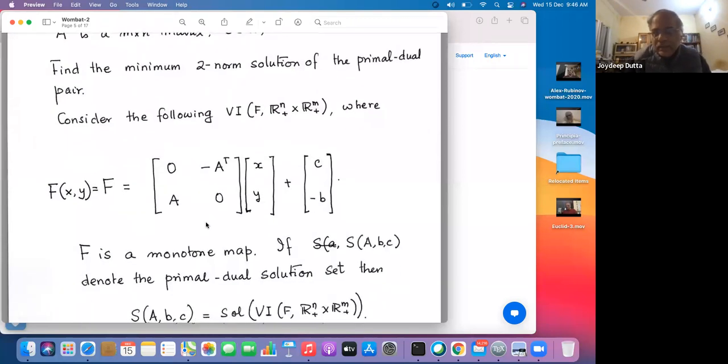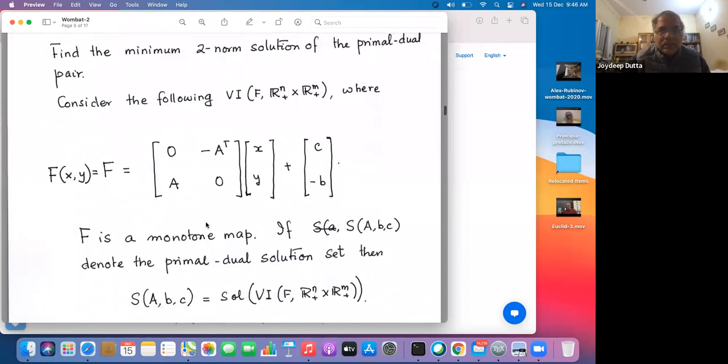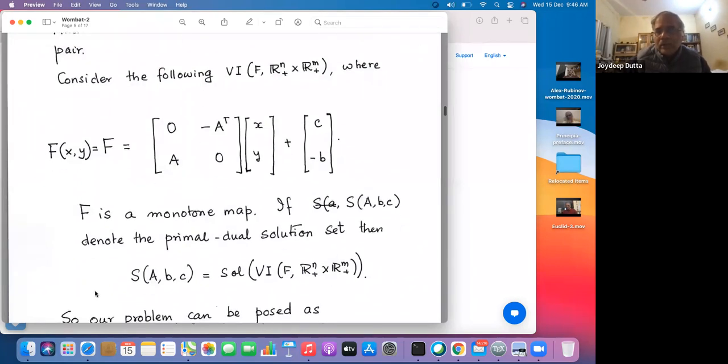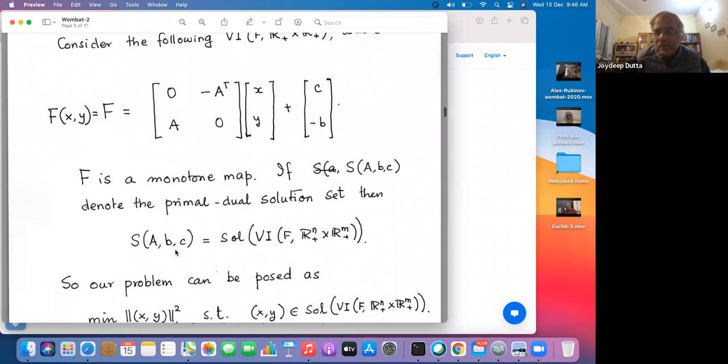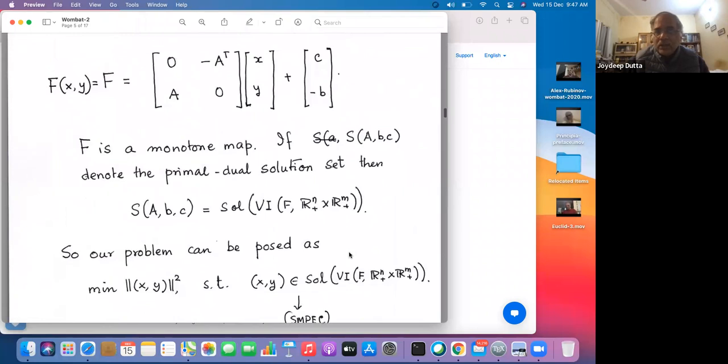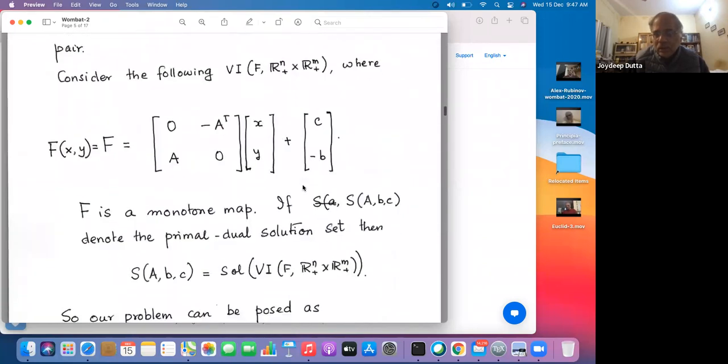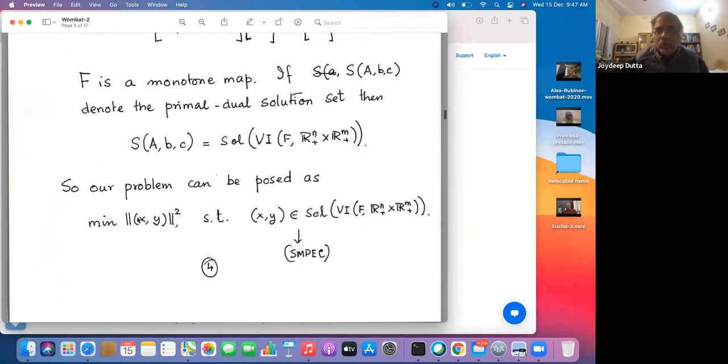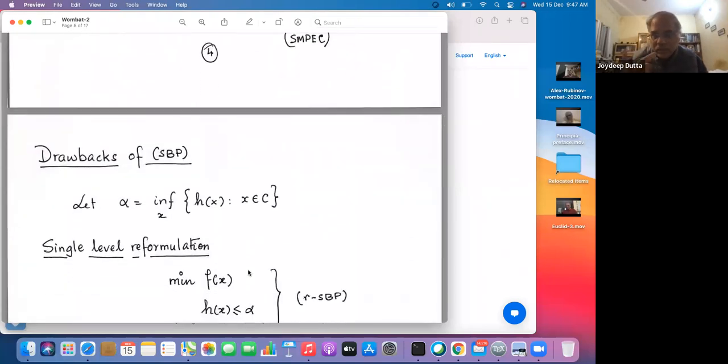With this structure, I can construct a VI with the set C of this form. Then one can show that this is a monotone operator, of course. One can show that if this is the symbol of the primal dual set, then this is exactly equal to the solution of the VI. So this is a very interesting result. So this question of finding the least norm primal dual solution can be posed as a simple MPEG problem. Whether solving this is easier or solving that is easier is a question, of course, but structurally, these problems naturally arise.